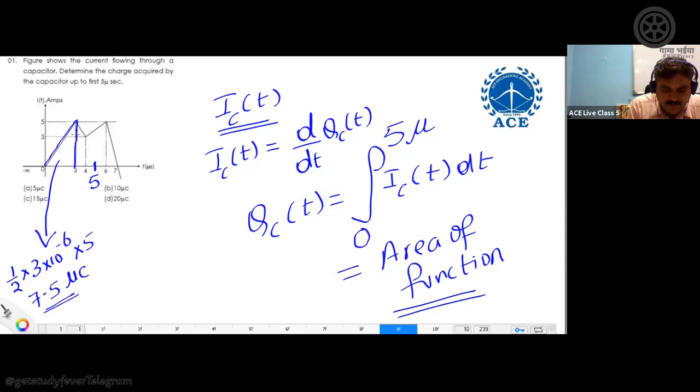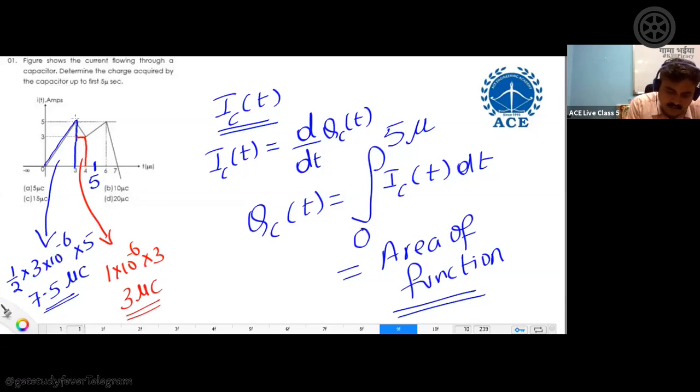I am splitting this as one rectangle. Okay. Now what is the area under this rectangle? This will be base into height. Base is 1 micro. Height is 3. So this value becomes 3 microcoulombs. Finished.